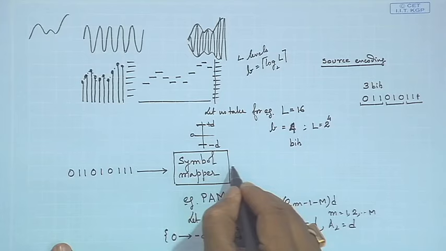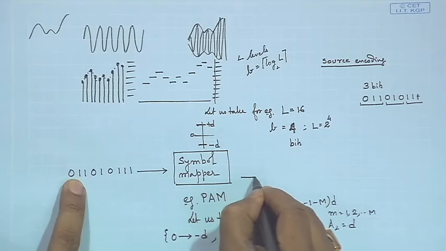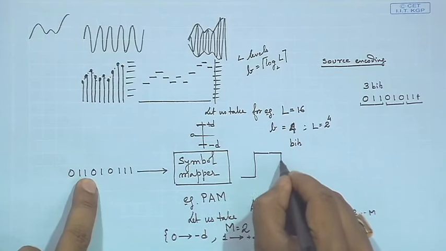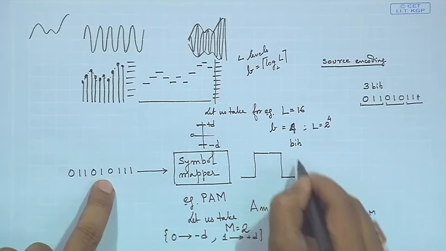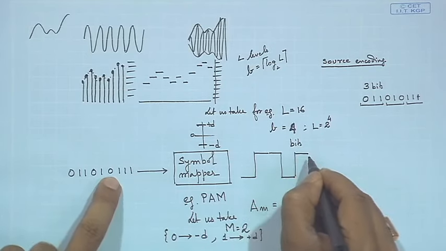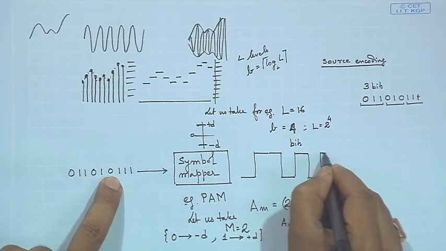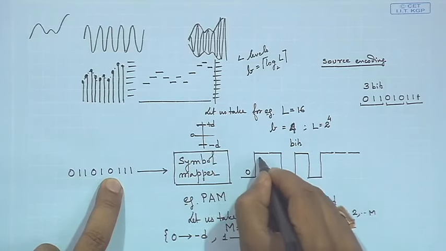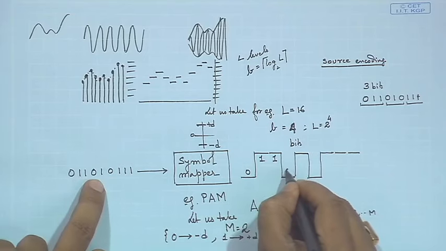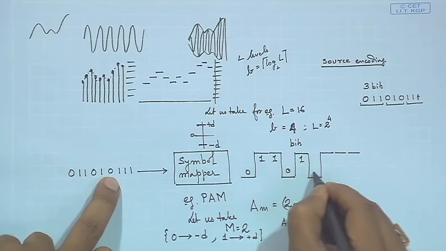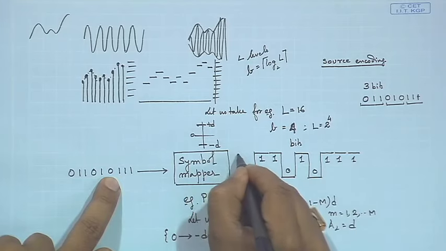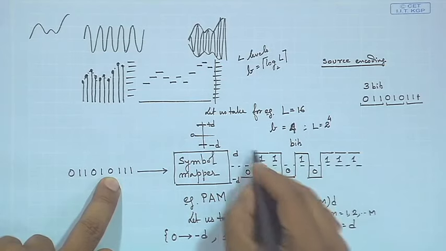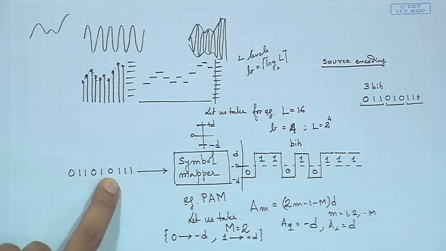So, in this case the symbol mapper output would be a minus d followed by a plus d, followed by a plus d, followed by a minus d, followed by a plus d, followed by a minus d, followed by a plus d, a plus d and a plus d. That means this corresponds to 0, this to 1, 1, a 0, a 1, a 0, a 1, a 1, a 1. So, this is d, this is minus d, and this level is of course 0, right.